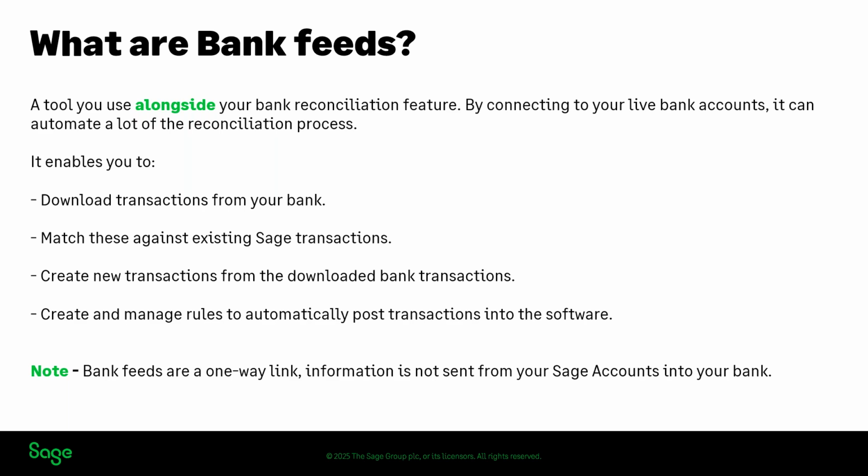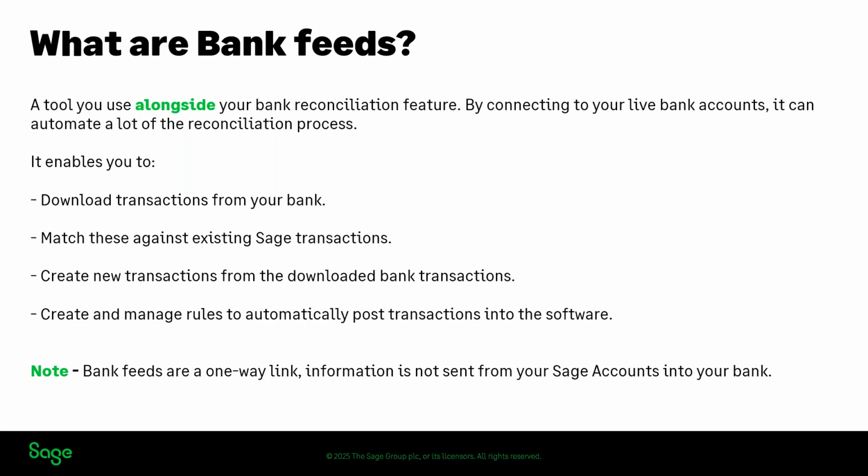The bank feeds enables you to either download transactions from your bank or import them if your bank's not compatible. Again, I'm going to be covering that shortly. You can match these bank transactions against existing Sage transactions. You can create new transactions from the downloaded bank transactions. And you can create and manage bank feeds rules for transactions to automatically post into the software.